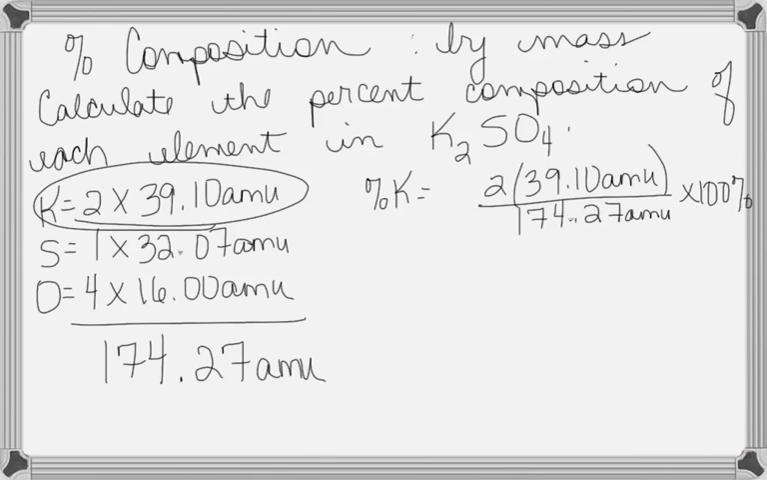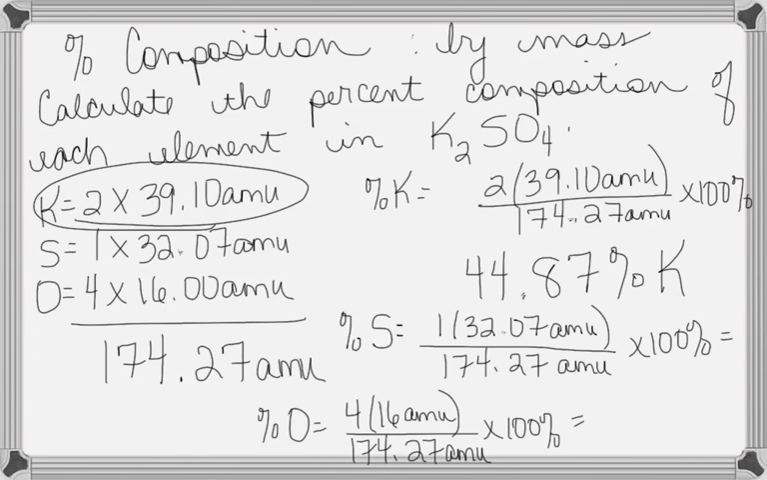What do you get for percent? 45%. I'm going to go ahead and hang on to the decimals, and I've got 44.87% for potassium. Now you set up sulfur and oxygen and work those out.